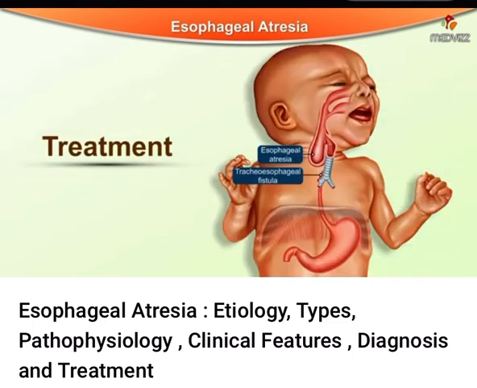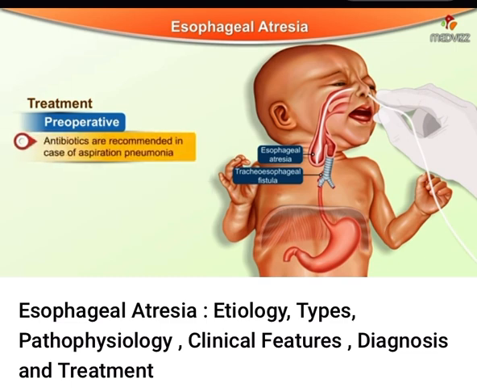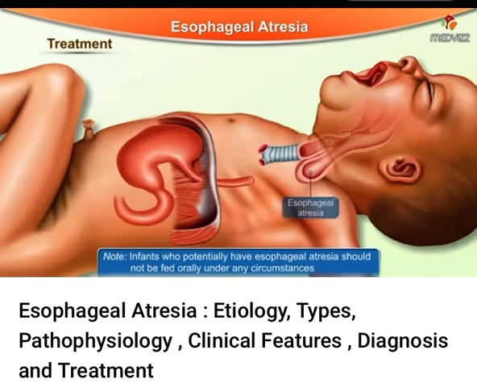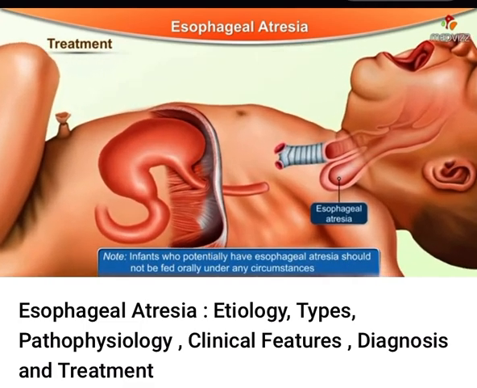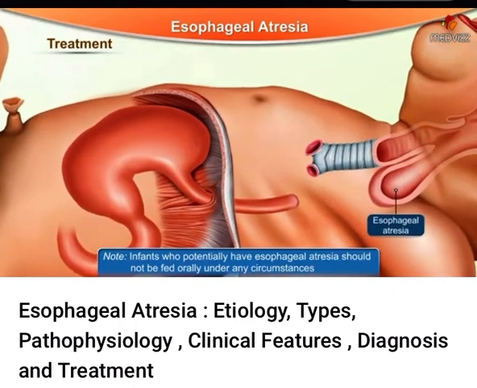Treatment of esophageal atresia with a tracheoesophageal fistula. Preoperatively, an oroesophageal or a nasoesophageal tube should be placed for continuous suction of secretions, and it is extremely vital to prevent aspiration and to facilitate breathing. And antibiotics are recommended in cases of aspiration pneumonia. Note that infants who potentially have esophageal atresia should not be fed orally under any circumstances.